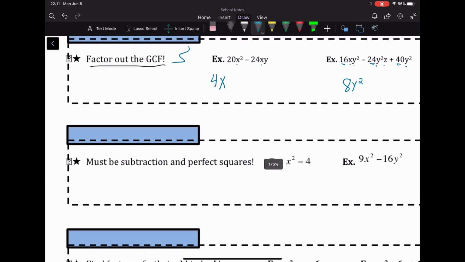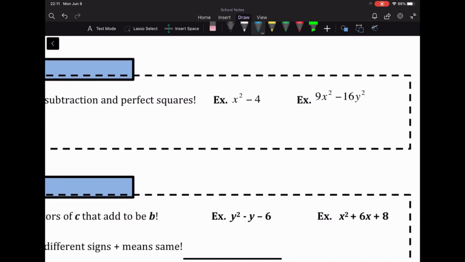And now we're going to be working with perfect squares, so let's use green for this one. X squared minus 4. We're going to have x plus 2 and x minus 2 for this one.